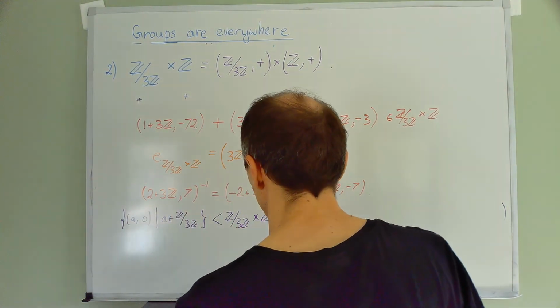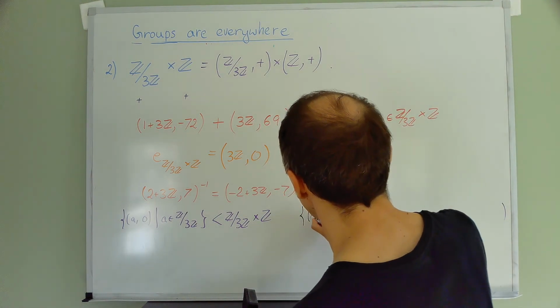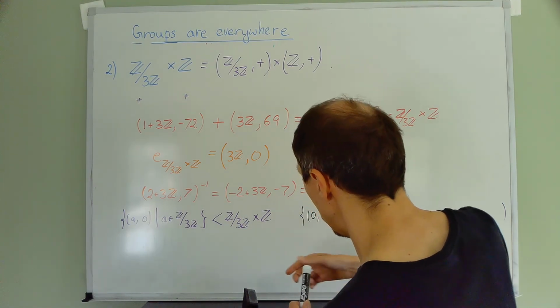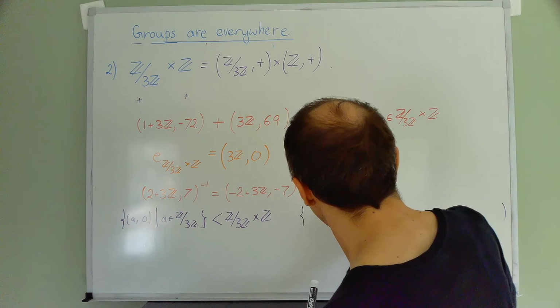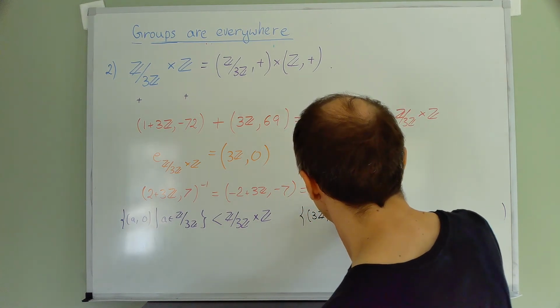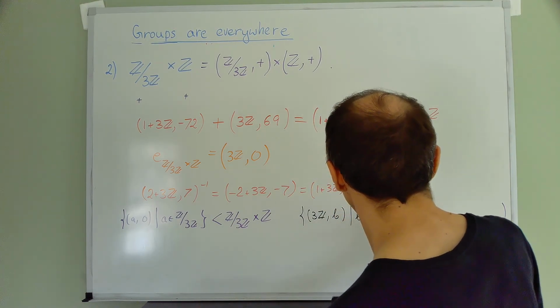I could also do the other way around, namely I can look at 0 comma b, where b is in Z. I'm sorry, I shouldn't write 0 here. I should write 3Z, comma b. This is also a subgroup.